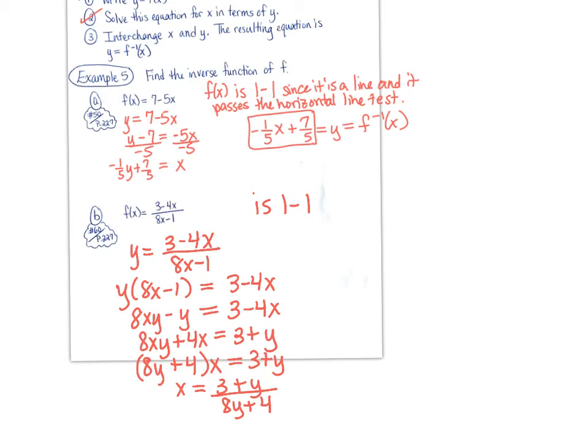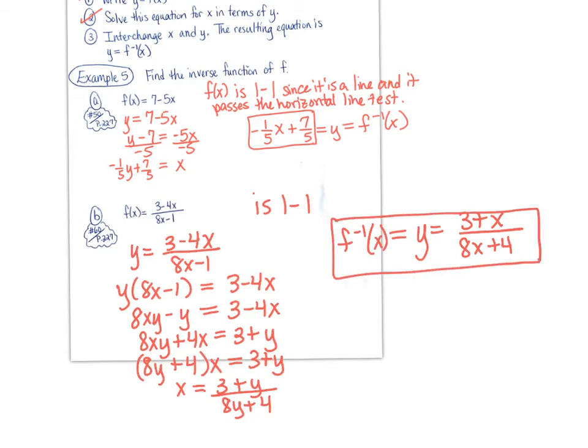And now we interchange x and y. So we have y is equal to 3 plus x divided by 8x plus 4. But y is equal to f inverse of x. And there you go. That's the inverse function of the function 3 minus 4x divided by 8x minus 1. What questions do you have?